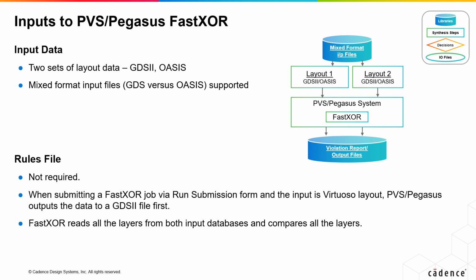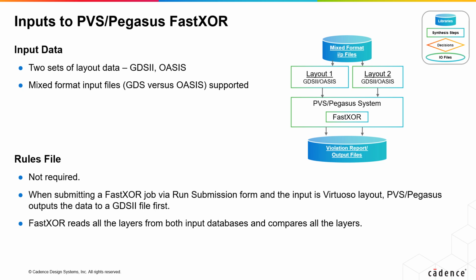FastXOR allows you to compare the contents of two layout data files without a rule file. You can run FastXOR in two modes, cell and full. The cell mode can be significantly faster than the full mode. The minimum input to FastXOR is two input layout files, two GDS2, two OASIS, or one GDS2 and one OASIS, and a primary cell name. The primary cell name is assumed to be the same for both files.